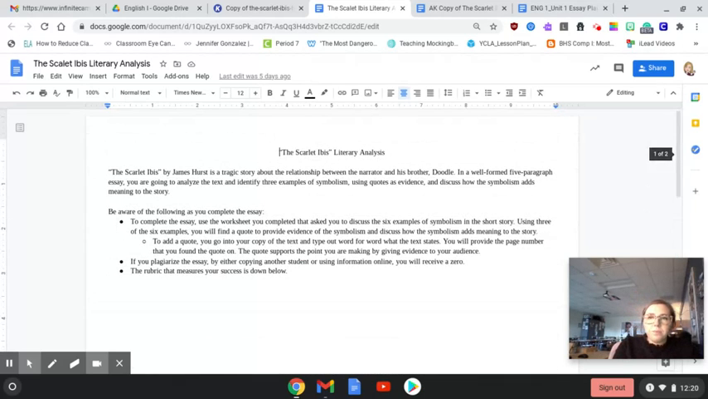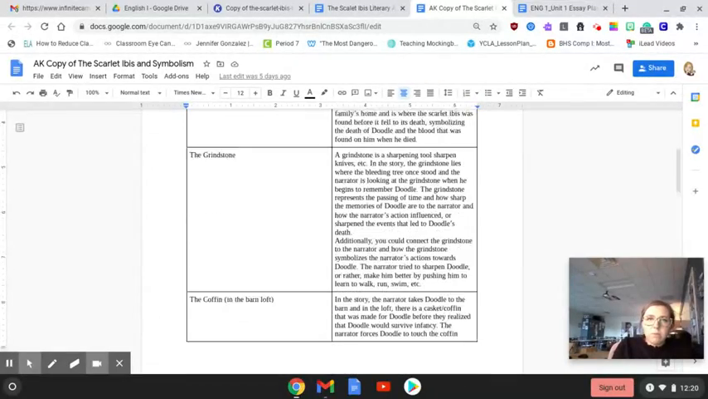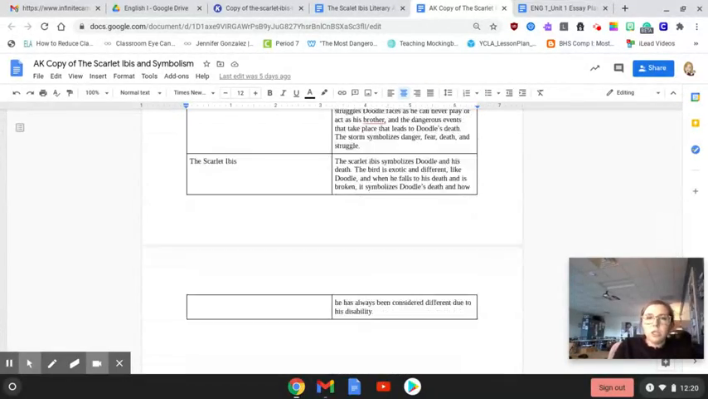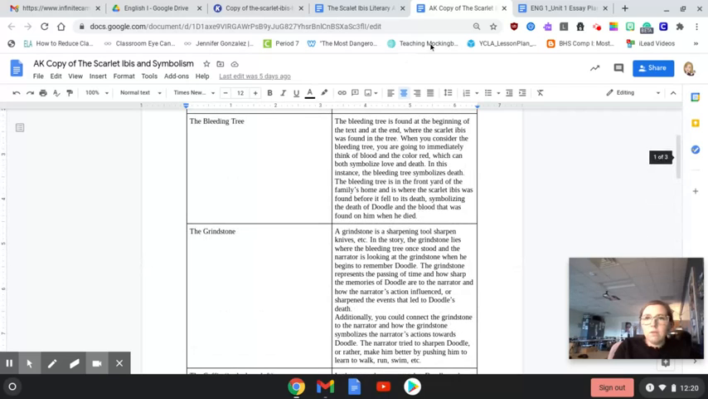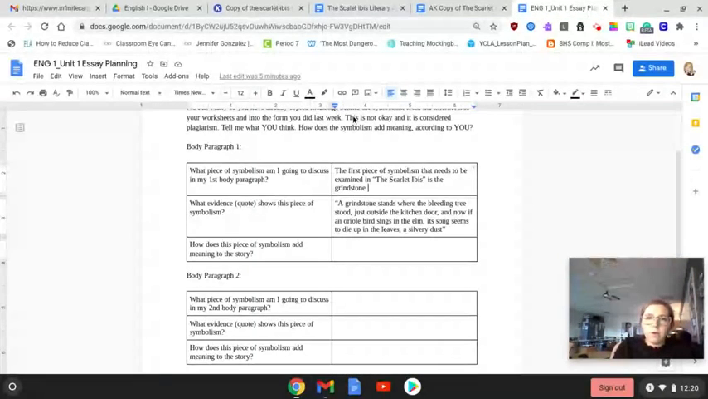So again, you're going to find 3 examples of symbolism and include them in your essay. So here are your examples of symbolism. You're going to choose 3 out of the 6, and today you're going to discuss those in a graphic organizer.